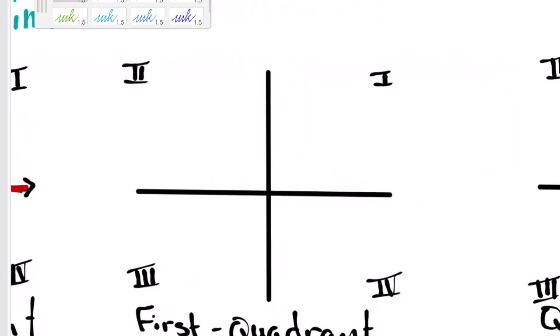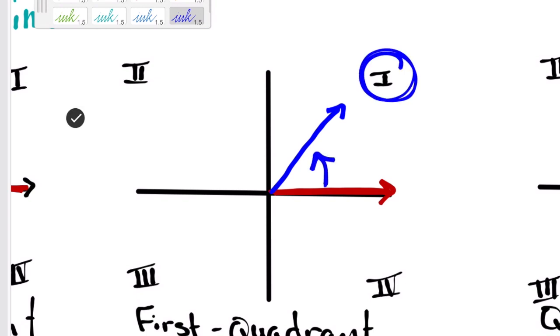Same situation if we have a first quadrant angle, that just means that I'm opening up again from my initial side, and I'm going to be opening up somewhere in the first quadrant. So this is a first quadrant angle because we're in the first quadrant here. And these labels of the quadrants are always going to be the same. We always start with double positives. Positive x and positive y is our first, and then it goes counterclockwise, second, third, and fourth.